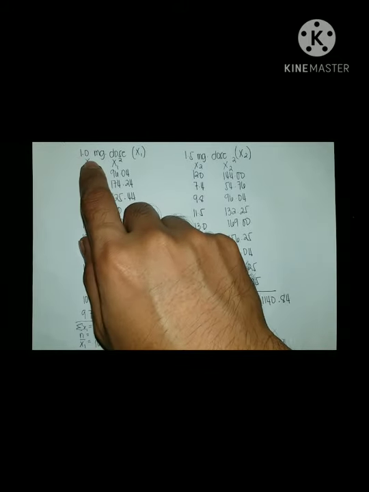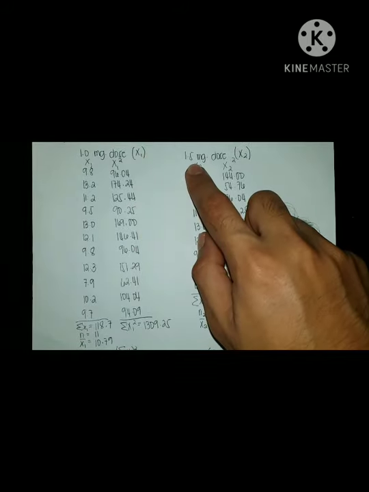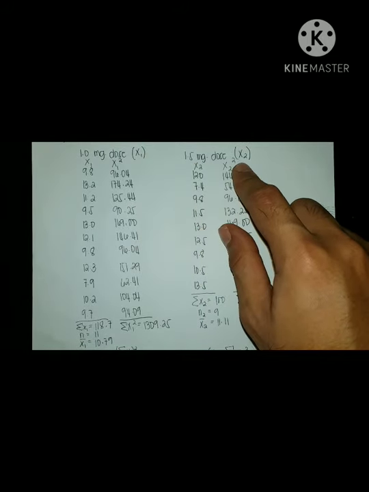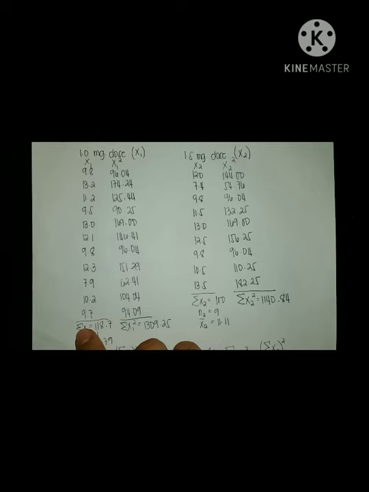So we have 1.0 milligram dose, which is our x sub 1. Then we have 1.5 milligram dose, which is our x sub 2. So we have the following data under x sub 1. Then getting now the summation, that is equal to 118.7. Then for our n, the total number of data, which is 11. Then for our x sub 1 bar, or the mean of x sub 1, that will be 118.7 divided by 11 will give us 10.79.